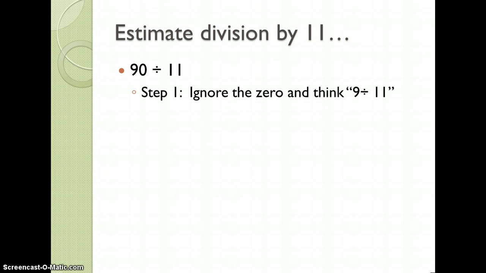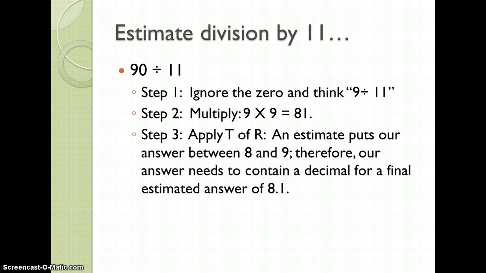90 divided by 11. Ignore the 0 and think 9 divided by 11. Multiply 9 by 9, which is 81. An estimated answer puts our answer between 8 and 9. Therefore, our answer needs to contain a decimal for a final estimated answer of 8.1. The true answer is about 8.18 rounded.